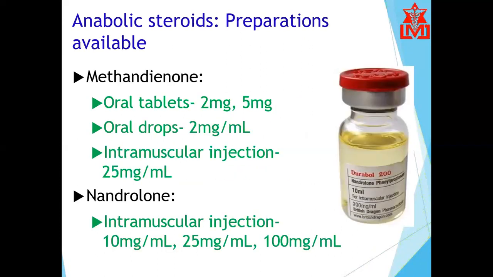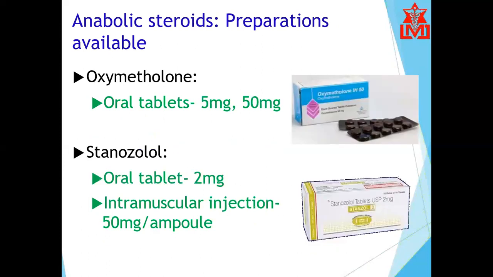Examples of these drugs on the market: methandienone, which is an oral tablet of 2 milligrams or 5 milligrams. It can also be oral drops of 2 milligrams per ml and an intramuscular injection of 5 milligrams per ml. Nandrolone is an intramuscular injection of 10 milligrams per ml, 25 milligrams per ml, or 100 milligrams per ml. The other preparation is oxymetholone, oral tablets of 5 milligrams and 50 milligrams. Stanozolol is oral tablets of 2 milligrams, or intramuscular injections of 50 milligrams per ampule.